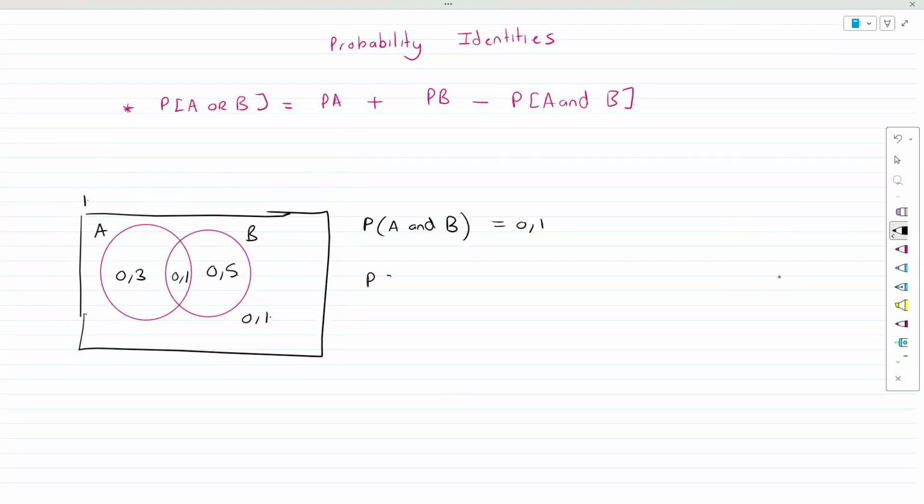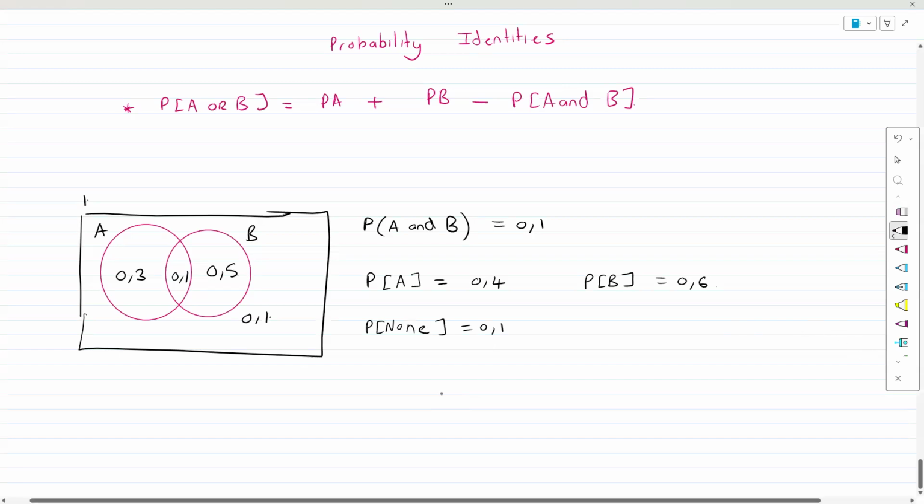If I talk about the probability of A, that will be 0.3 plus 0.1, which is 0.4. If I talk about the probability of B, that would be 0.6. If I talk about the probability of none, this would be 0.1. This probability could be something called not as well. Later on, we'll learn about not. I'm trying to stay away from it until I see it in the exam papers.